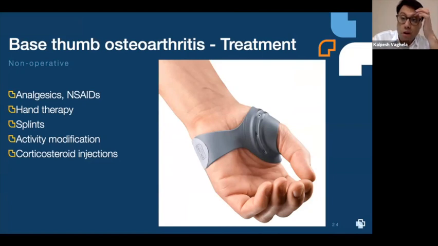They may want to modify their activities, and quite often judicious corticosteroid injections into the joint can also be helpful in settling their symptoms down. You need to explain to them that steroid injections could be quite useful. However, they do decrease in their efficacy the more times you use them. So that's really the kind of non-operative collection of treatments that you might want to offer someone with CMCJ arthritis.